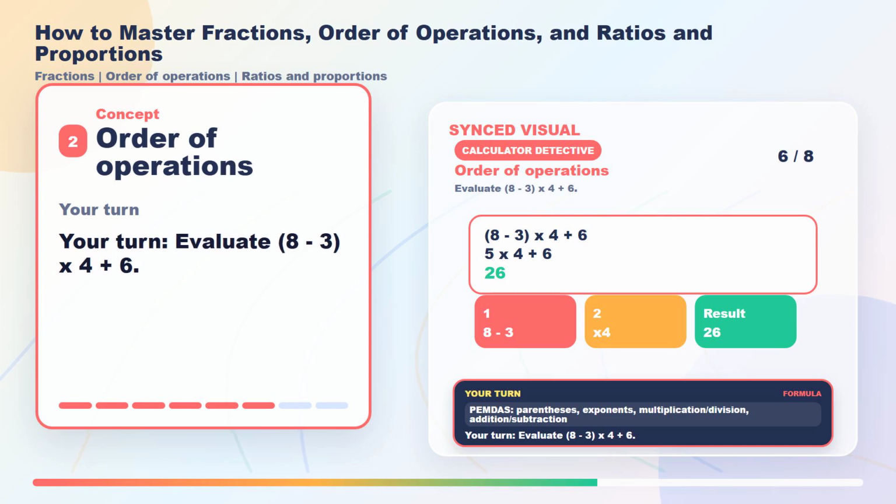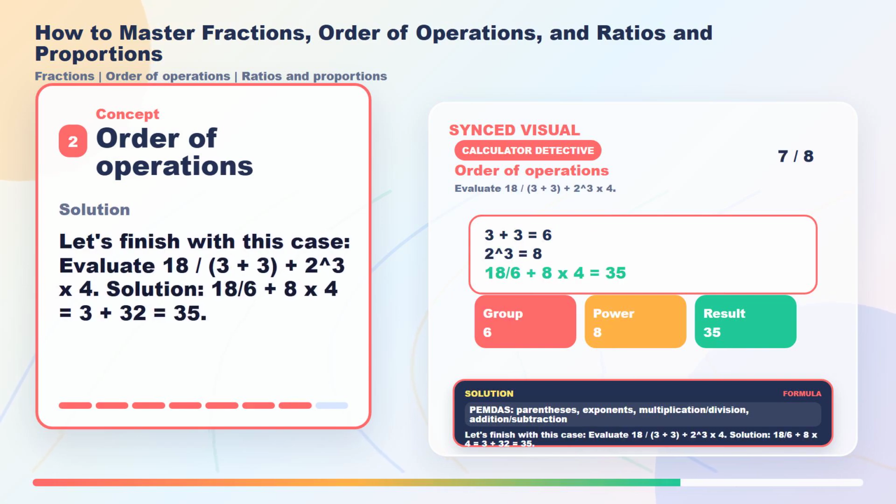Try to predict the first move before calculating. Try this one. Evaluate 8 plus (3 times 4) plus 6. Pause for a moment, solve it with the same model, and then compare your work with the visual. Now reveal the path and compare it with your prediction. Let's finish the set with this case.